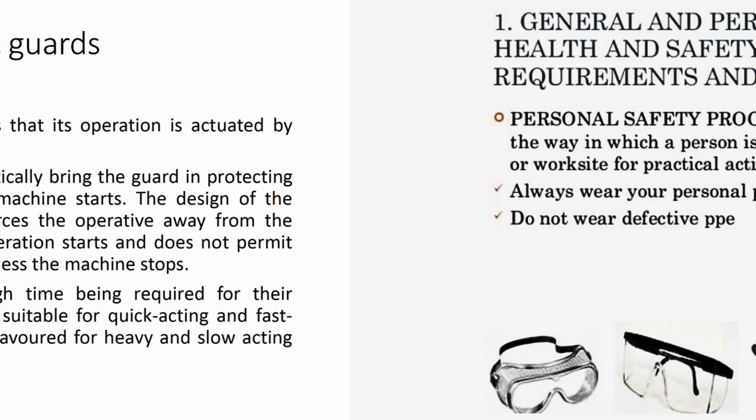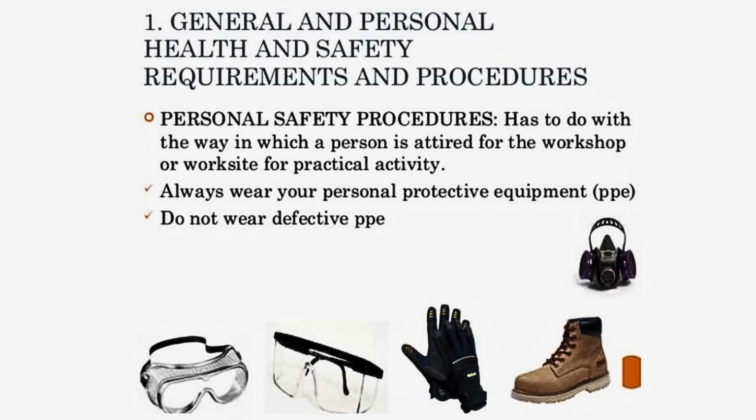Now let's bring it all together with general and personal health and safety requirements. Personal safety procedures have to do with the way a person is attired for the workshop. The rule is simple: always wear your personal protective equipment, your PPE, and do not wear defective PPE.